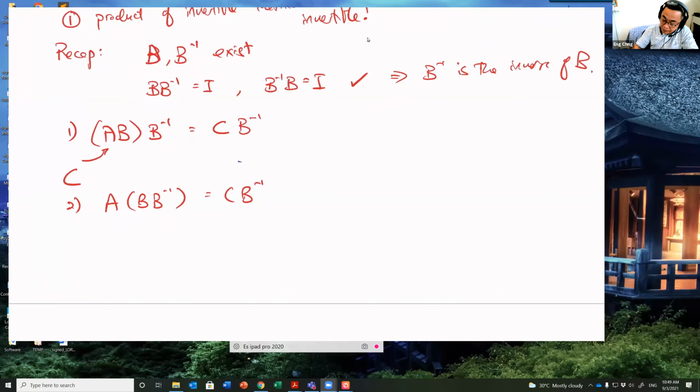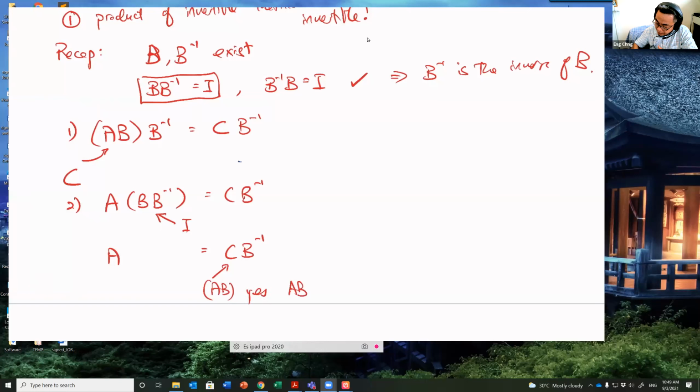And now by the theorem of invertible matrix, B times B minus 1 is I. So I am left with A equals C B minus 1. What is C? C was AB. And is AB invertible? Yes. AB minus 1 exists. What about B minus 1? B minus 1 exists, its inverse B exists. So this guy is also invertible.